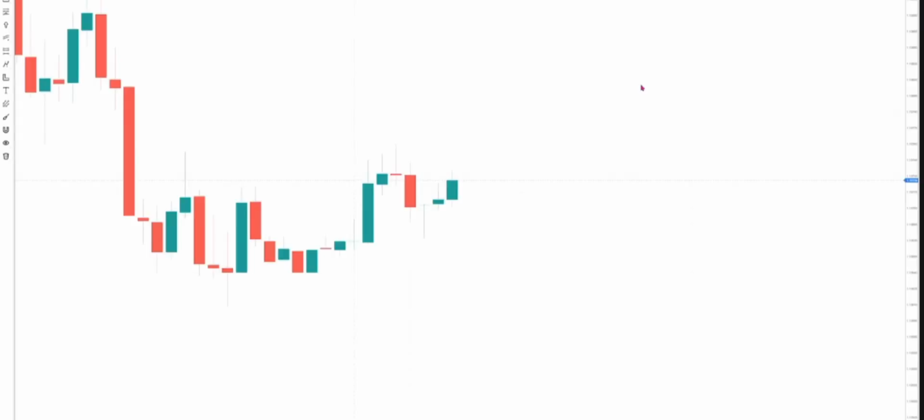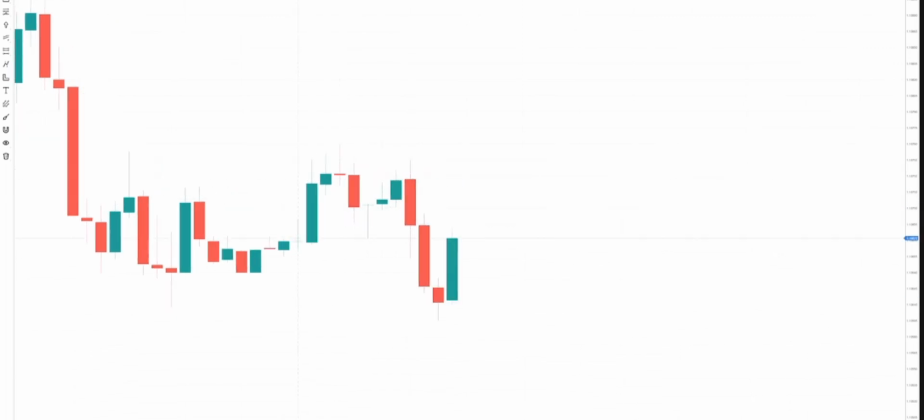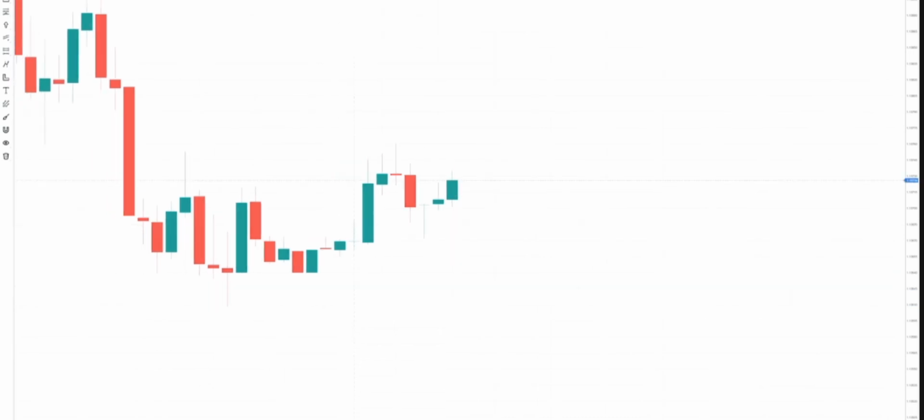Let's click Play to start the backtest. Now we're in replay mode. If I click the play button, you'll see the price start moving. I can also adjust the speed or use these icons to move one candle forward or backward on the chart.